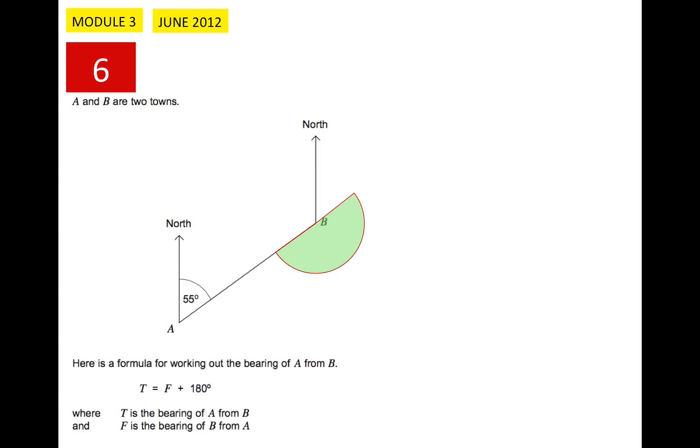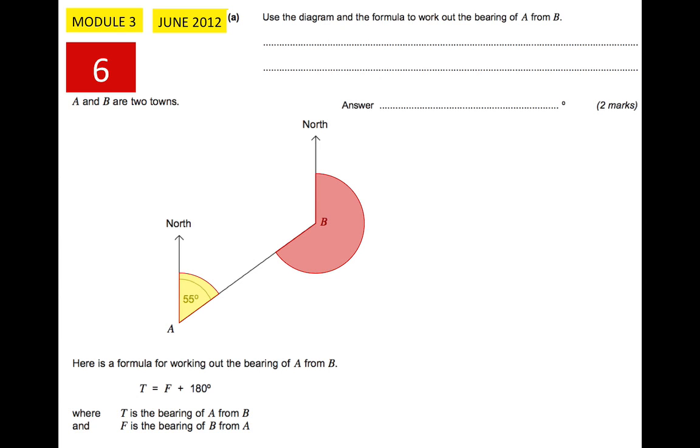So we've got a rule that says if you know the bearing of one place to another, then to find the reverse bearing you have to add or subtract 180 degrees. So the yellow angle here plus 180 degrees will give you the red angle, and the red angle minus 180 degrees will give you the yellow angle. So the rule for finding a reverse bearing is you either add or subtract 180 degrees.